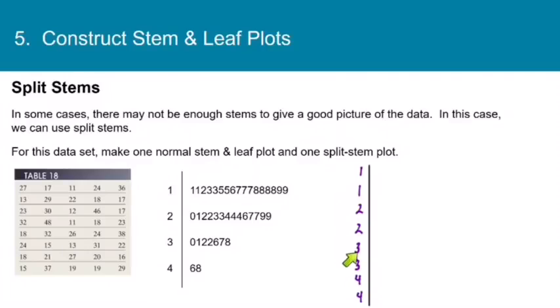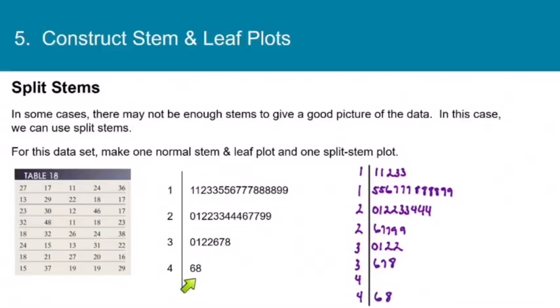I've got two lines for each stem, and I'm just going to copy all of the 0 through 4 leaves onto the first line and all of the 5 through 9 leaves onto the second line. And that way each line only has 5 possible values on it. Okay, this line would contain all of the 0 through 4s, and the next line would contain all of the 5 through 9s. And here again, all of the 0 through 4s, and then all of the 5 through 9s. And then you can see there aren't any 40s that are 0 through 4, so that line stays blank, and then we have 46 and 48.